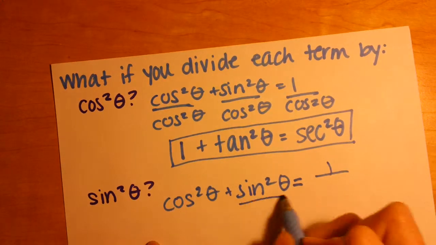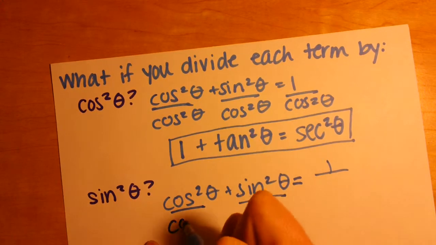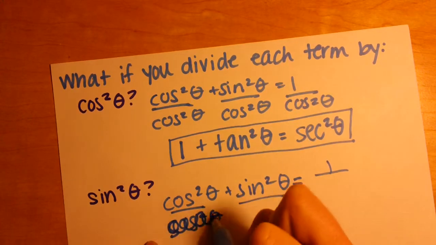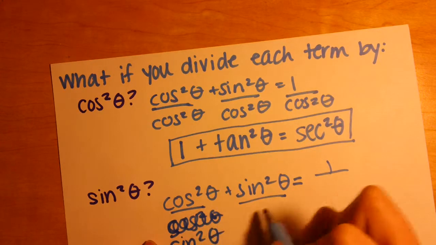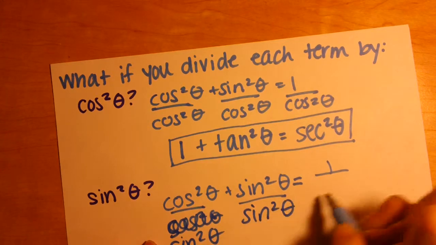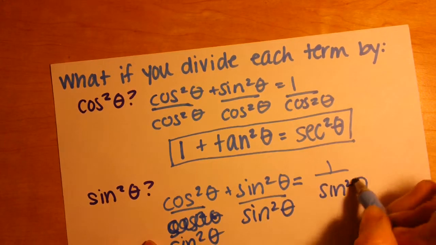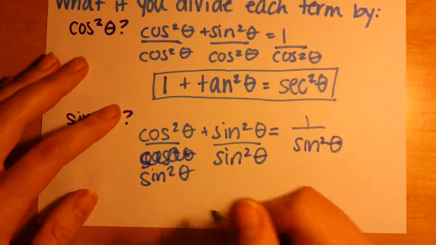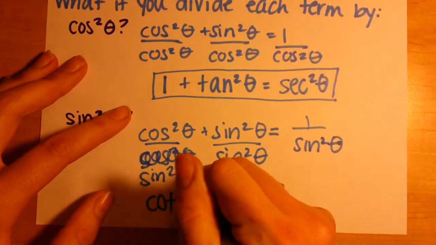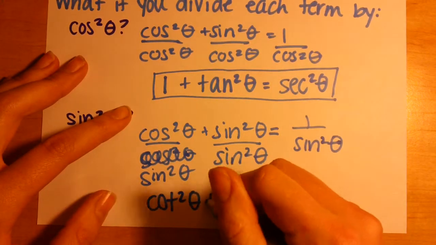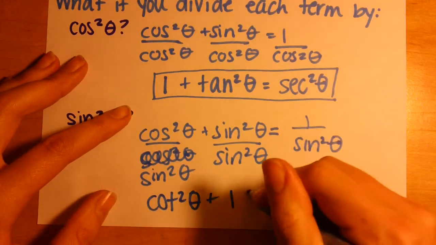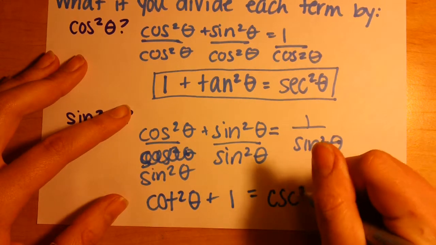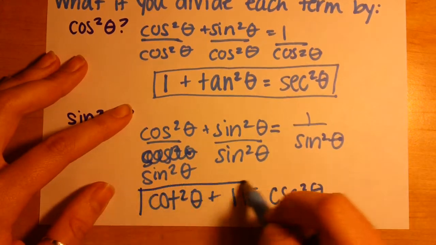So we have 1, and then we're going to divide each of them by sine squared theta. Here, cosine squared theta over sine squared theta is cotangent squared theta. Sine squared theta over sine squared theta is 1. 1 over sine squared theta is going to be cosecant squared theta. And here's our third identity.